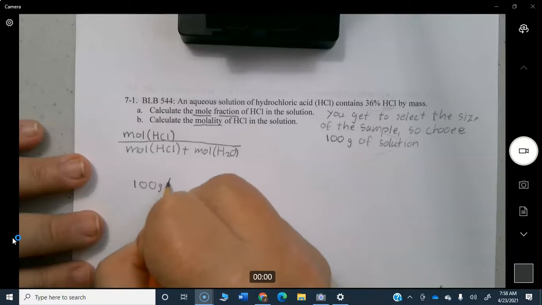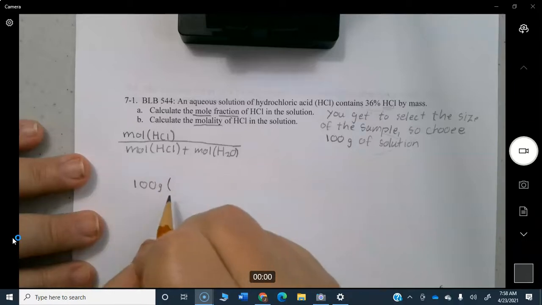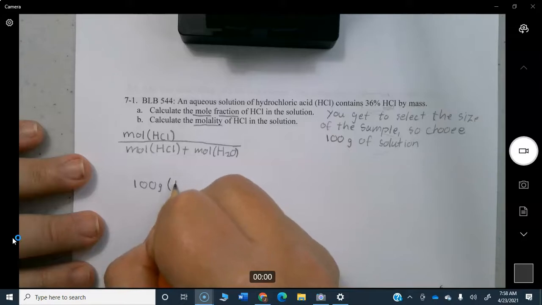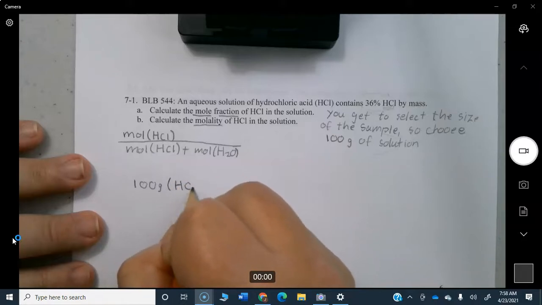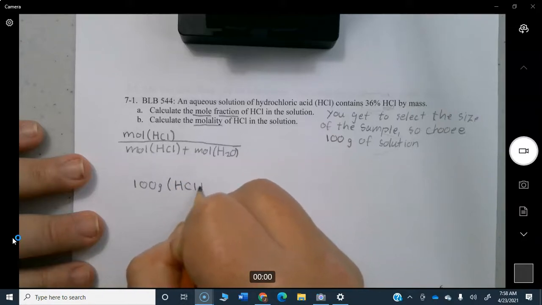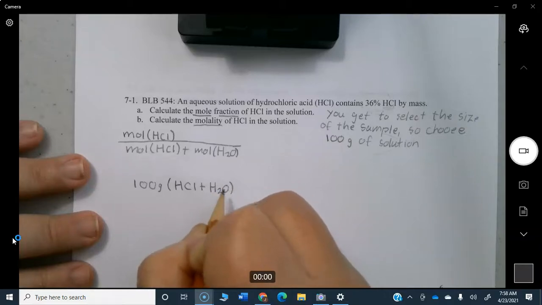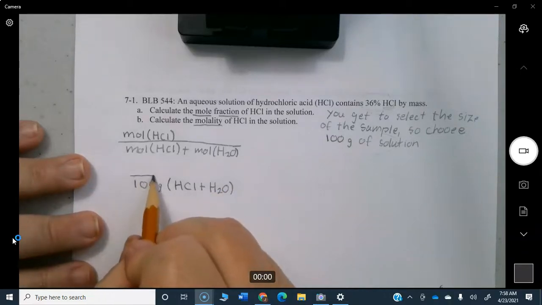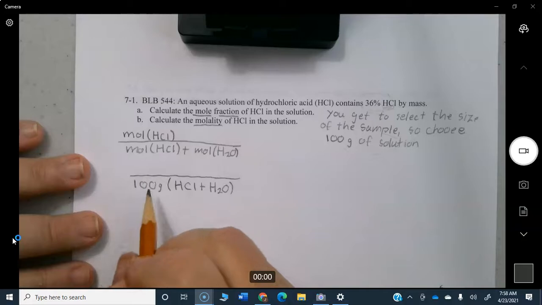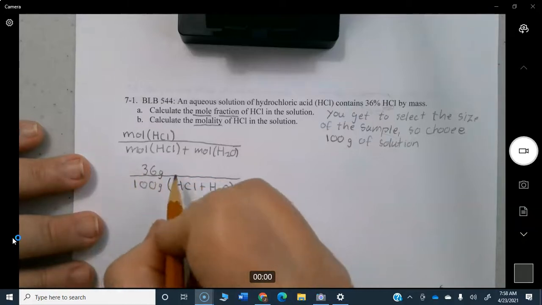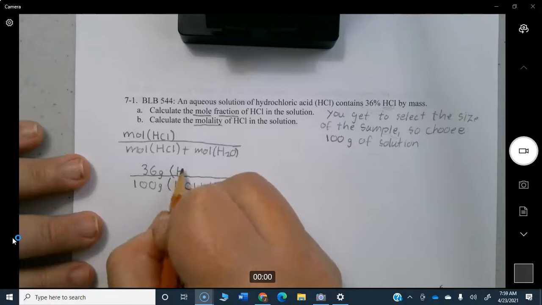and let me write what that means. And if you find it helpful to do this, it takes a few more strokes of the pencil here. But to write, instead of solution, writing what it is. It's HCl plus H2O. That's what the solution is. And I'm doing it that way for a reason that I'll show you in a minute. So if you chose 100 grams, that means 36 of the grams have to be the solute, HCl.